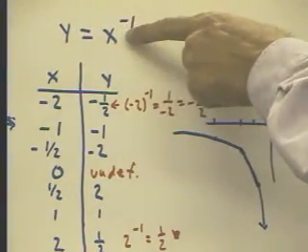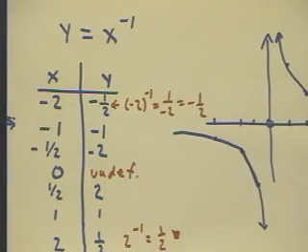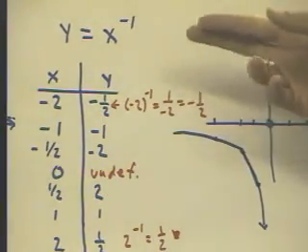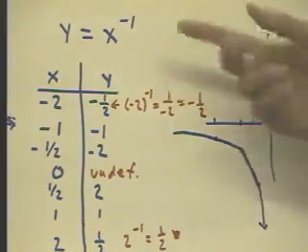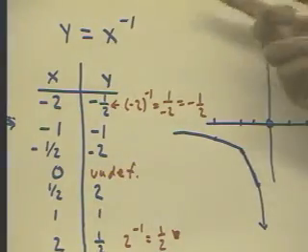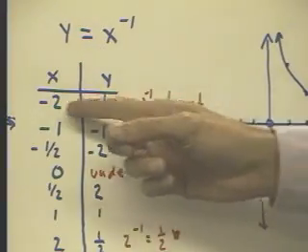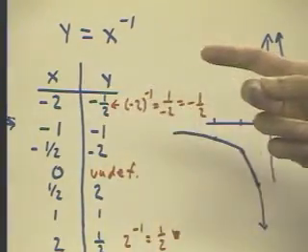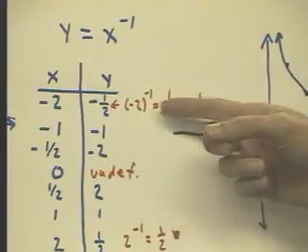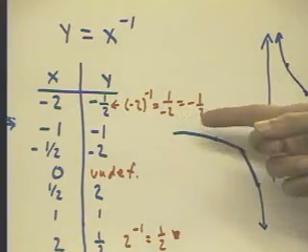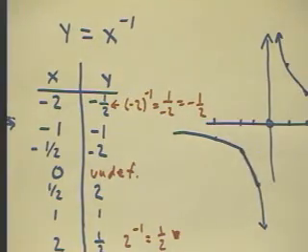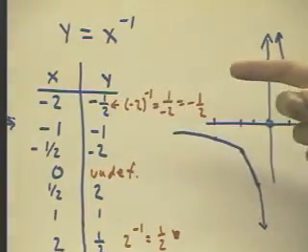We want to graph the function y equals x to the negative 1. Now x to the negative 1 means 1 over x. Negative exponent means we take the reciprocal and apply the power without the negative. So negative 2 raised to the negative 1 power is 1 divided by negative 2, which is of course negative 1/2, and that's what we have here.